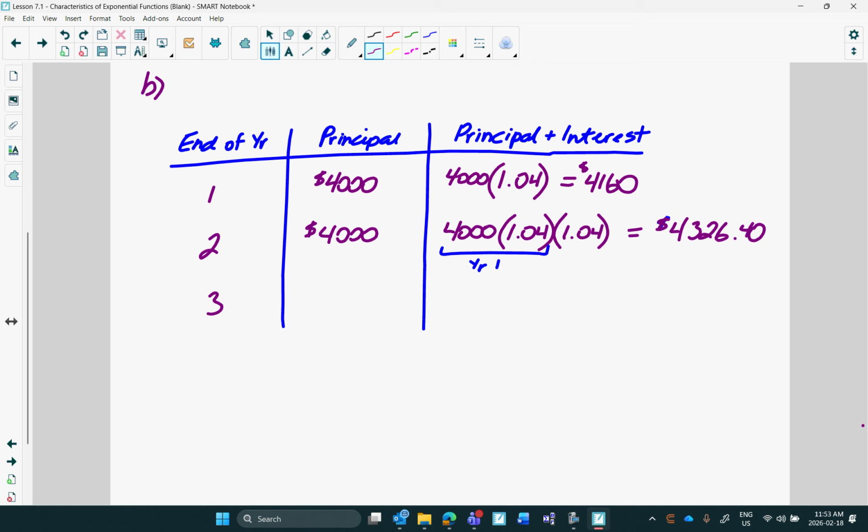At the end of year three, take your original and times it by what? 1.04 times 1.04 times 1.04, or 1.04 to the third. Save yourself some time.